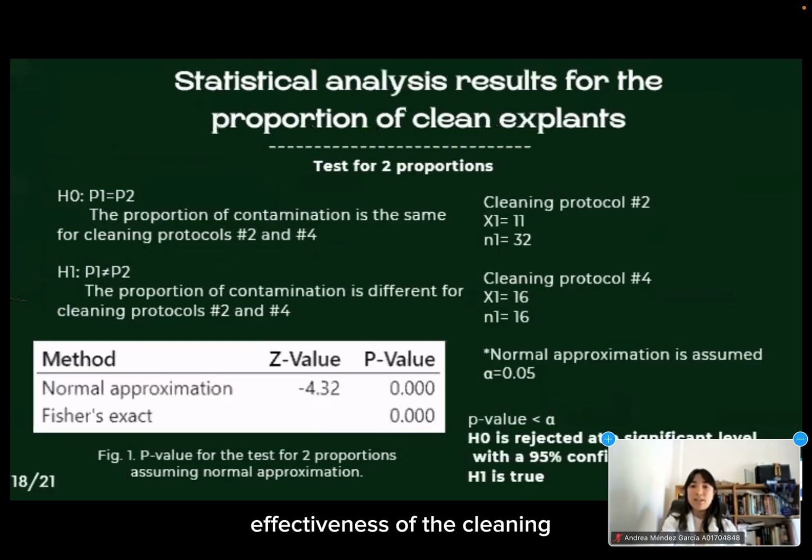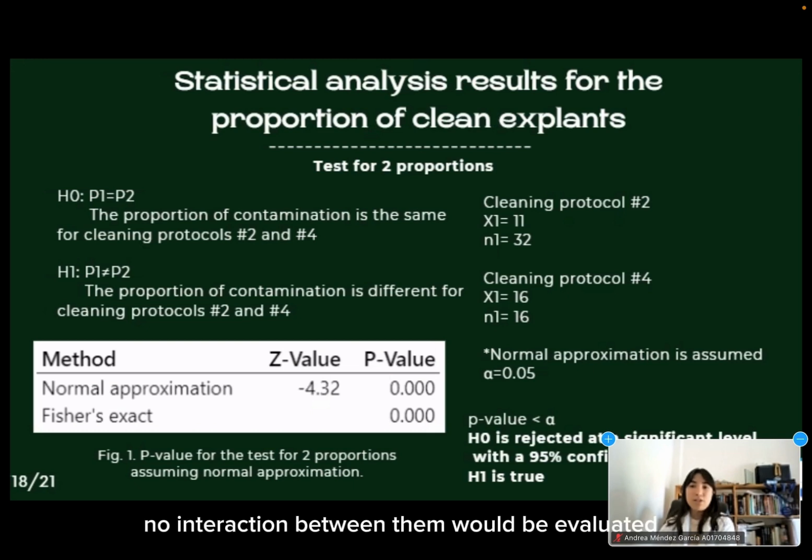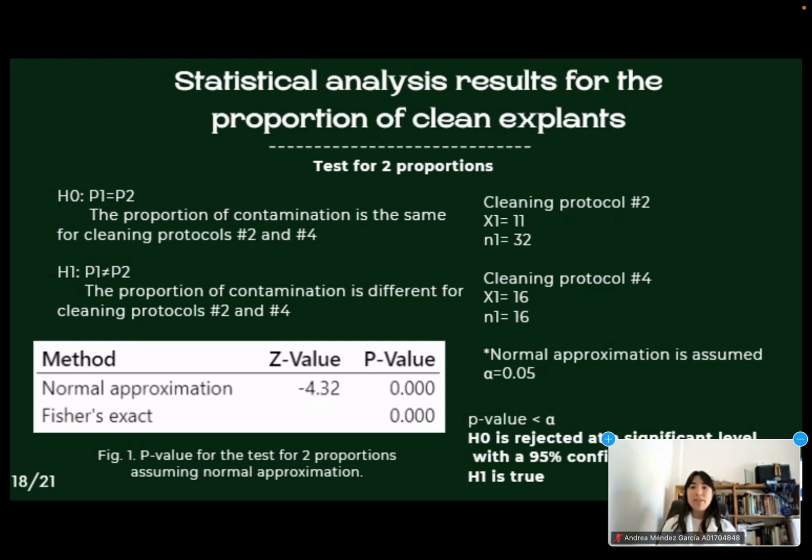Therefore, the effectiveness of the cleaning protocols was tested using a two-proportion statistical test, being those the number of clean explants according to the total repetitions of the two cleaning protocols that were tested, which were number 2 and 4. The most important variables involved were the time exposure to the fungicide and the implementation of the antibiotic. No interaction between them would be evaluated since both are intended to eliminate different components, fungi and bacteria respectively. However, the presence of contamination was evaluated as a whole.